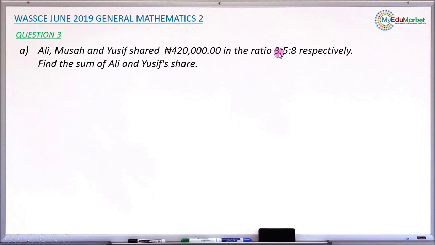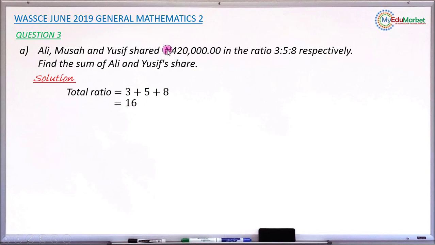But this ratio 3 is that of Ali, ratio 5 is that of Musa, and ratio 8 is that of Yusuf. So let's attempt to answer the question together. So what you do first is to get the total ratio, that is 3 plus 5 plus 8. The total ratio, these three numbers added correctly give answer 16. This is the total ratio.